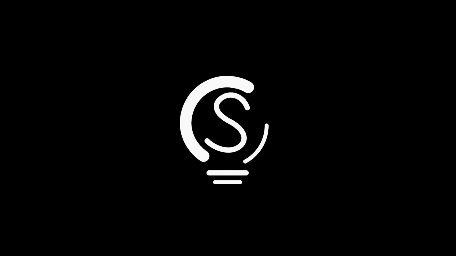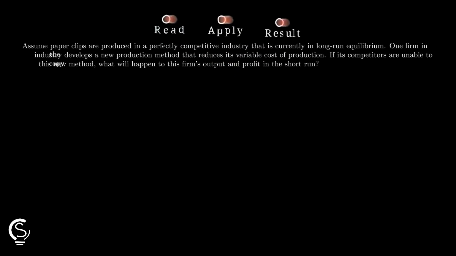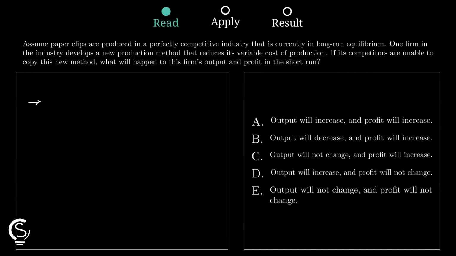Let's level up. Paperclip production is in equilibrium until one firm drops its variable costs. We need to find the impact on output and profit very quickly. Lowering variable costs means the marginal cost curve shifts downward. In a competitive market, firms maximize profit where price equals marginal cost, so this shift changes the optimal production level.